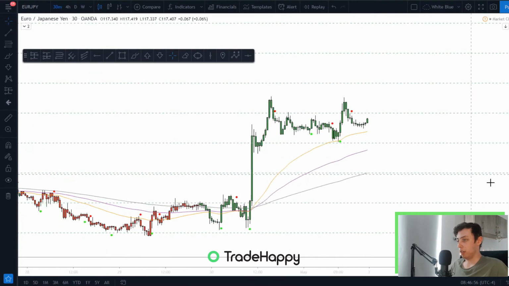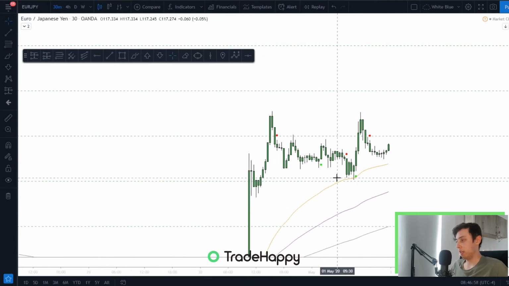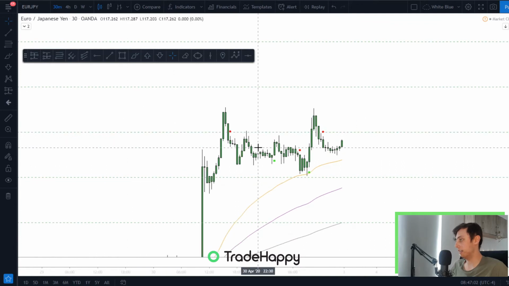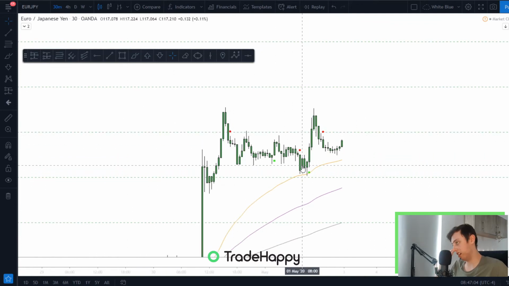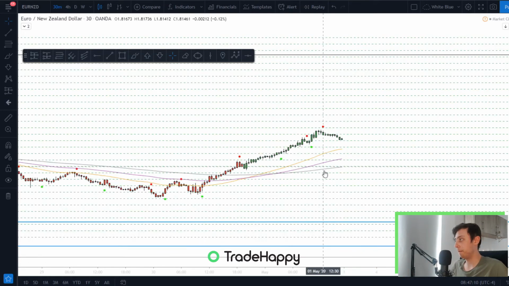Euro JPY, we seem to be in some consolidation at the moment. Couldn't get my words out, and wouldn't be looking for a trade on this just due to the fact that we are in consolidation and you need to be sticking to the plan.